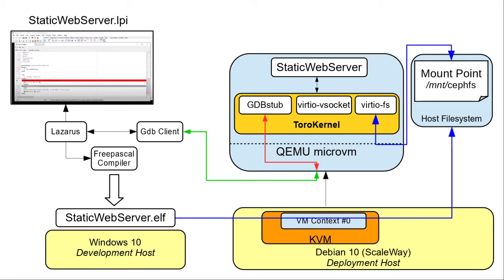In this demo, we are going to use a development host at left and a deployment host at right. The development host is a Windows 10 with Lazarus and Free Pascal. The deployment host is a Debian 10 with KVM guests. In the development host, the application is compiled and then it is deployed in the Debian host as a Toro guest by using QEMU micro VM machine. In addition, I use a Ceph cluster to store the binaries and files for the guest.